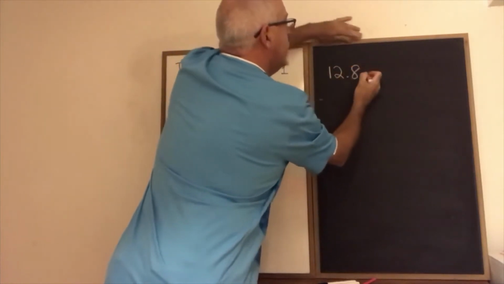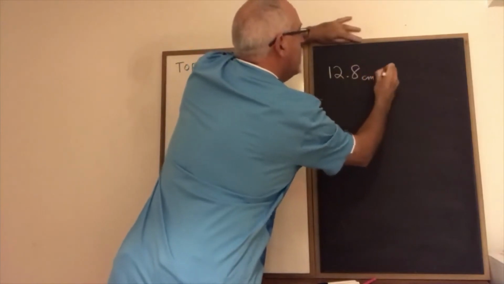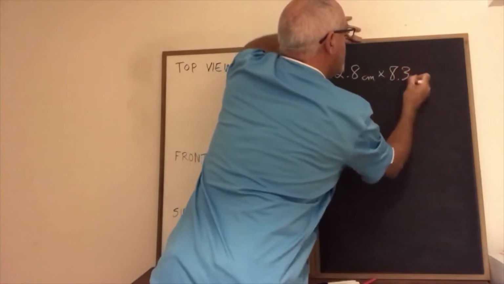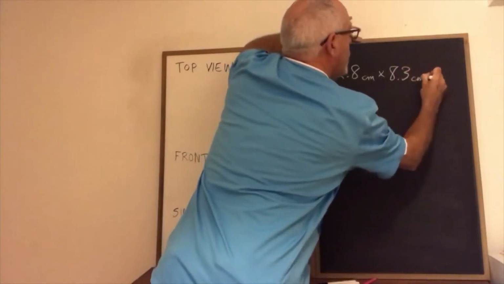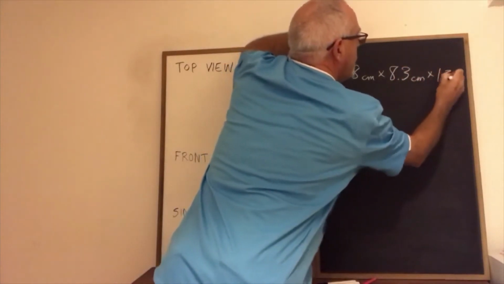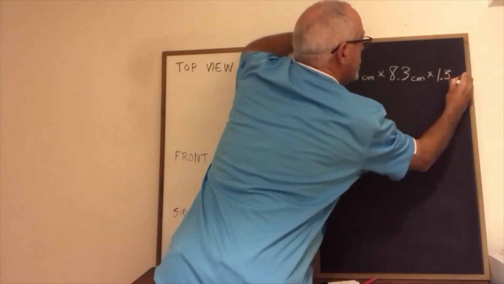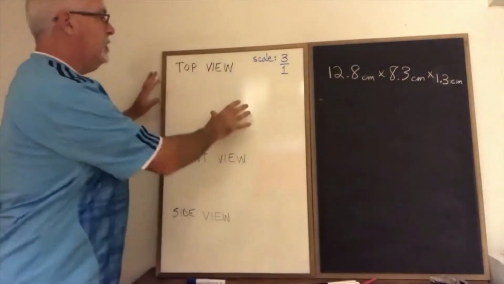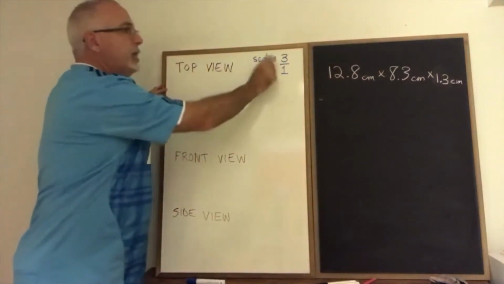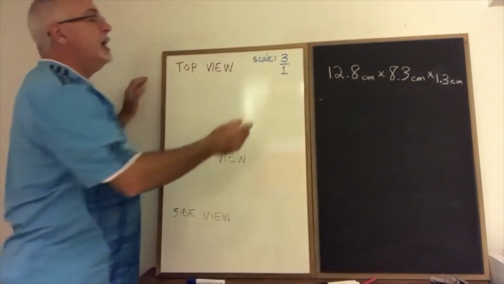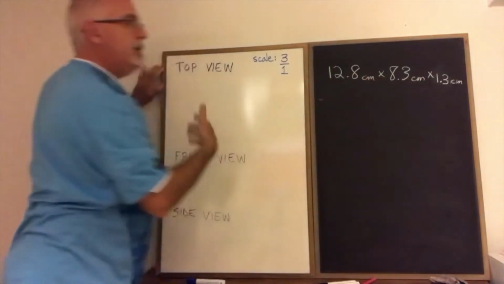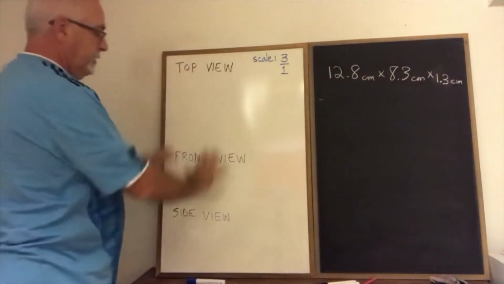12.8 centimeter length by 8.3 centimeter width by 1.3 centimeter height. Now, we want to represent those with a 3:1 scale, which means I need to triple each of these for my drawing. Now, let's think about the views.